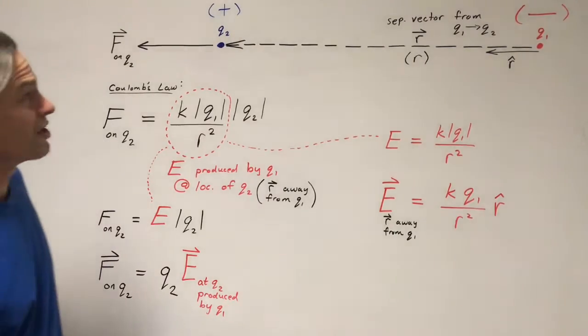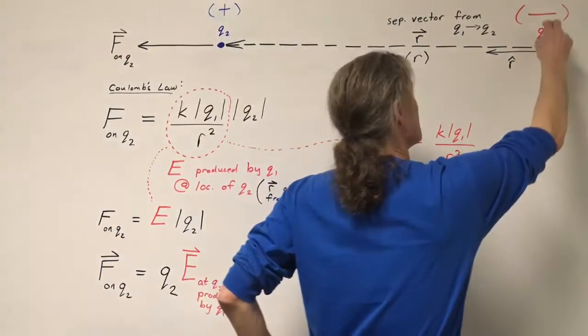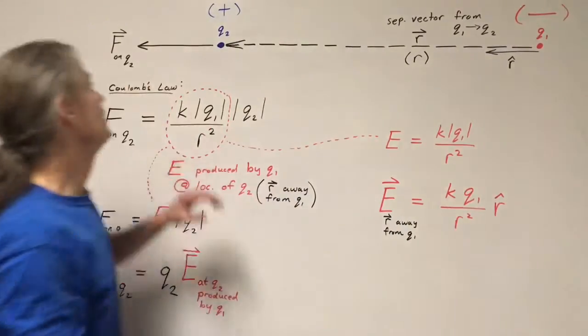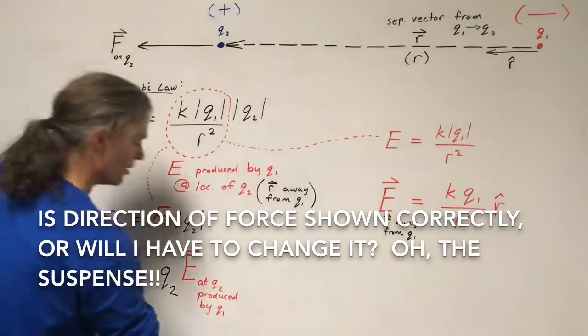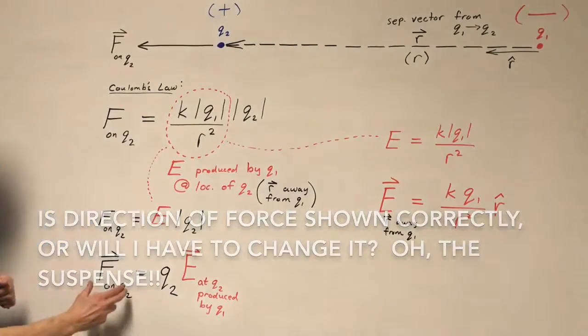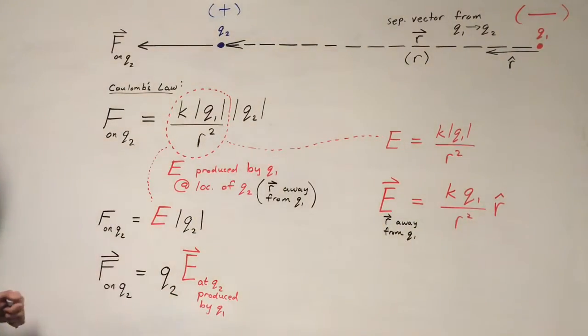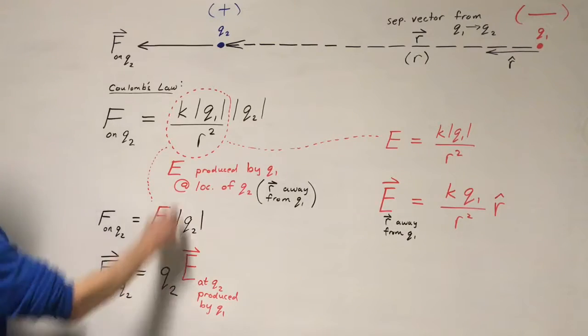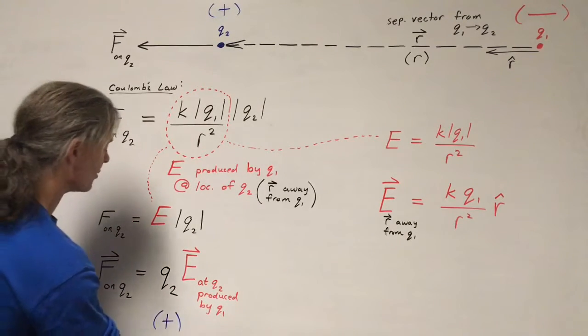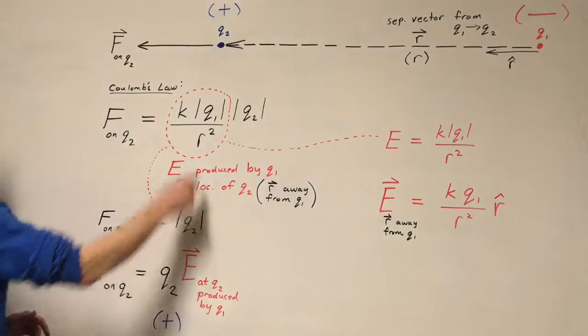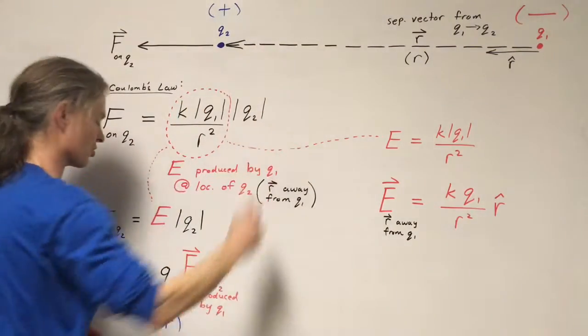So let's check this in another case. Let's now imagine that charge 1 is negative instead of positive. Let's assume that charge 2 is still positive and see how this plays out. So we want to find the direction of the electric force on charge 2. Well, we note charge 2 is positive. We need to know the direction of the electric field at charge 2 produced by charge 1.